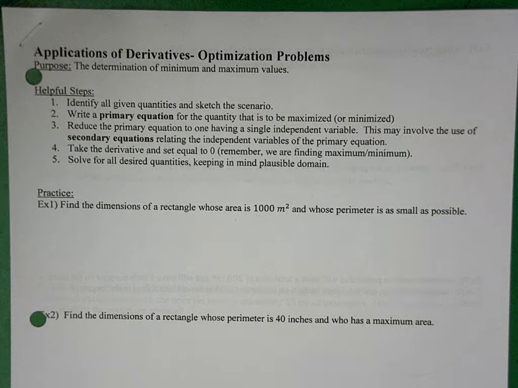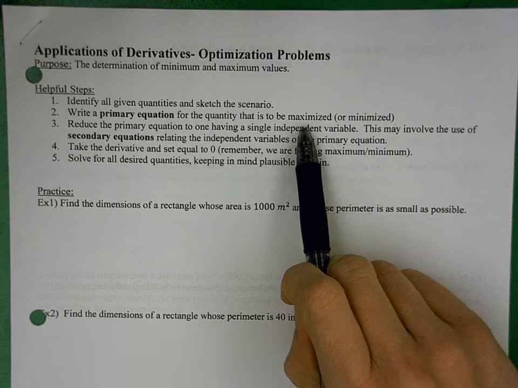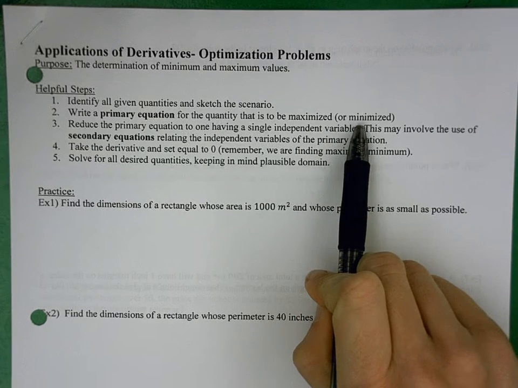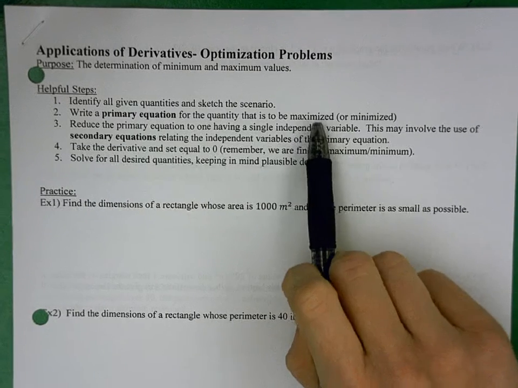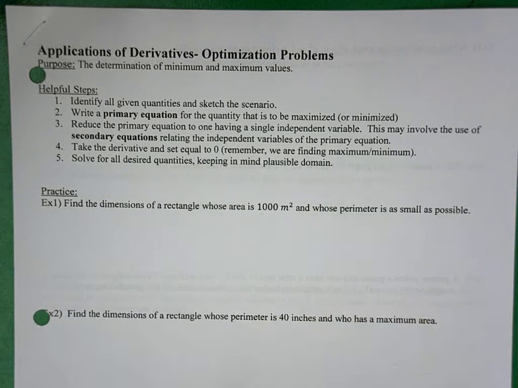So I have some helpful steps written out here. Number 1, you'll identify your quantities, sketch your scenario out. Number 2, write a primary equation. The primary equation is what we are looking to maximize or minimize within the context of the problem. And of course it might not say maximize or minimize, it might say something like largest or smallest or greatest, as small as possible, something that implies maximize or minimize. But that's going to be your primary equation.